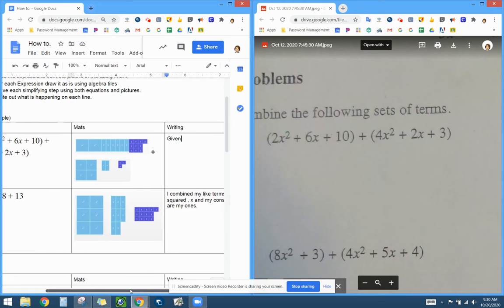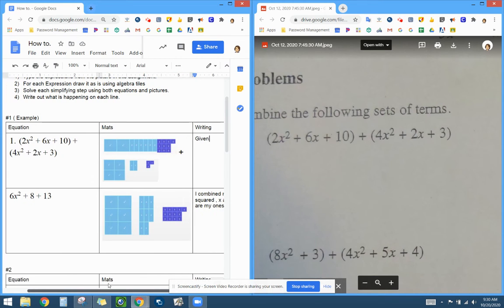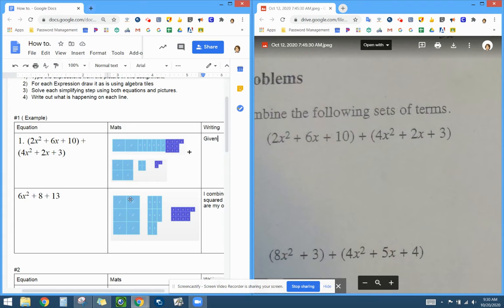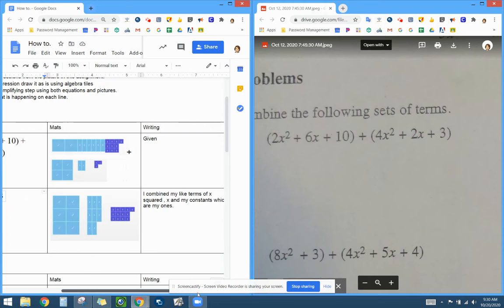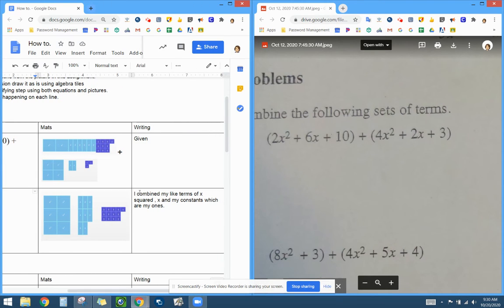When we combine like terms, it's putting piles of tiles together that are the same. For instance, the next picture now has all the x squareds together, making it 6 x squareds. Here we have 8 x tiles because we put 6 x's and 2 x's together. And then 10 ones and 3 ones makes 13 ones. When we're talking about that, we'll talk about how we combine them: I combine my like terms of x squared, x, and my constants, which are my ones.